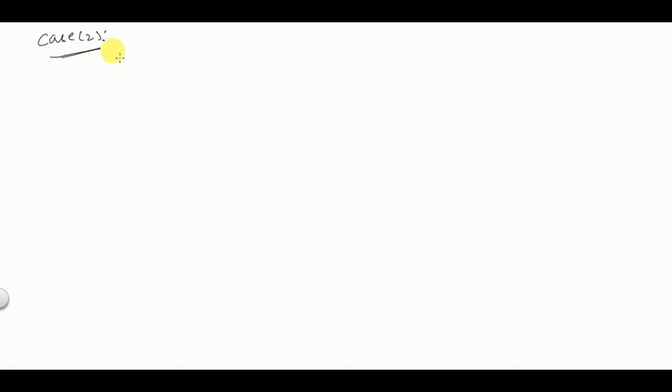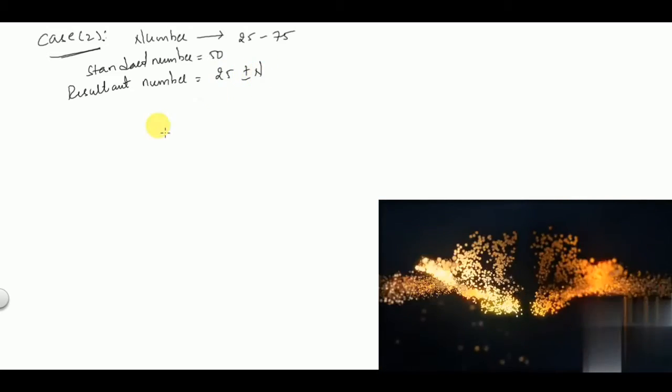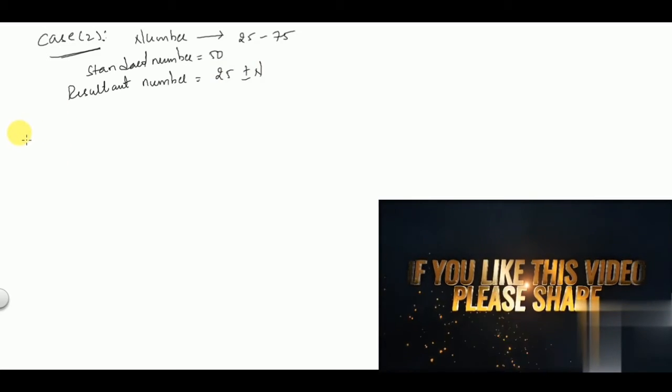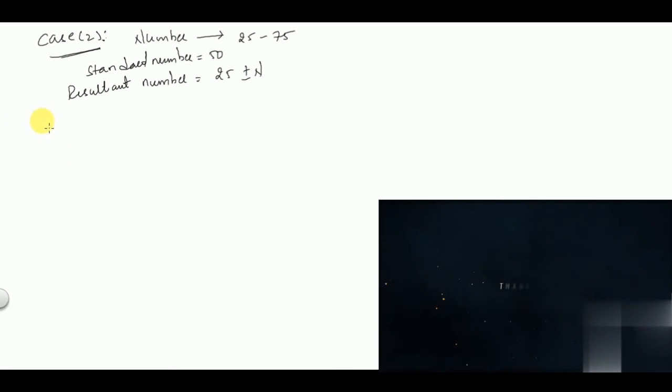Case 2, as we have discussed, is if the number exists between 25 to 75. So we'll take the standard number as 50, and the resultant number is 25 plus or minus m. So in this method we will take the values here.